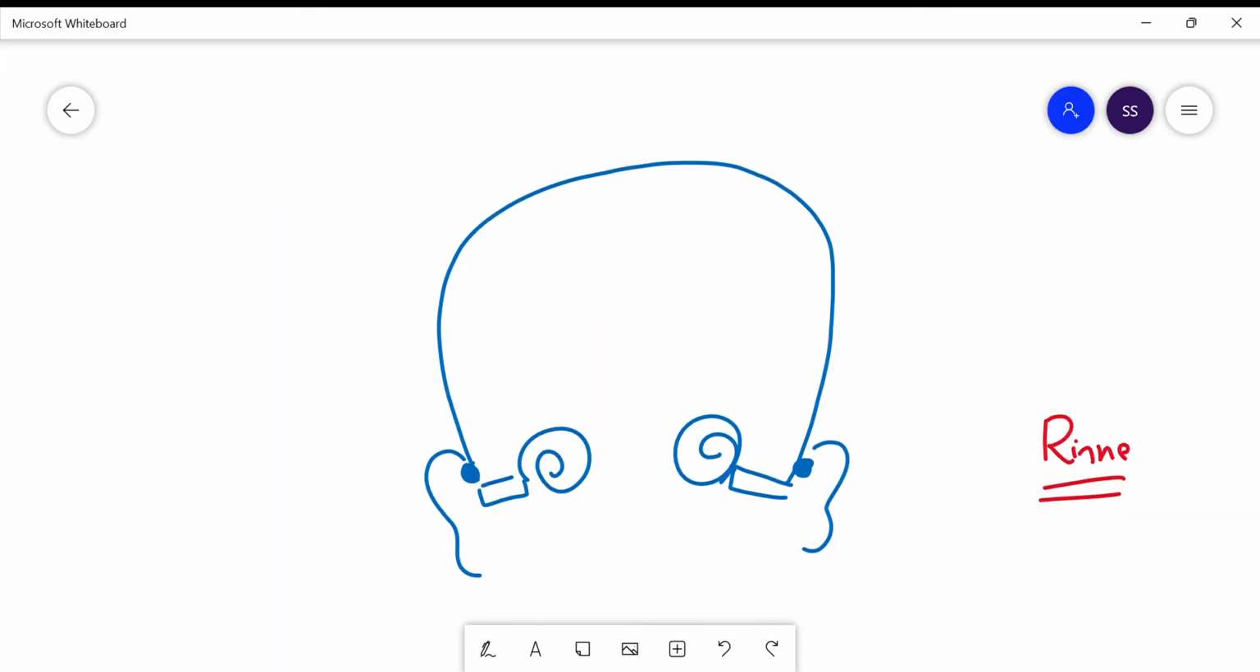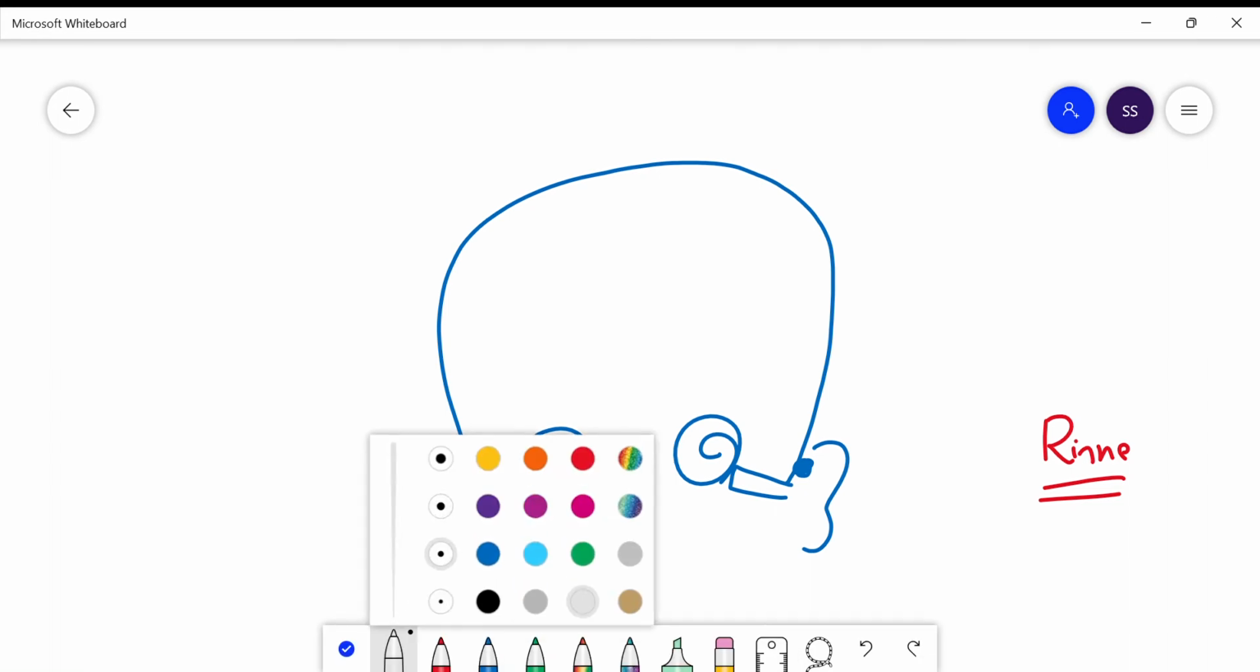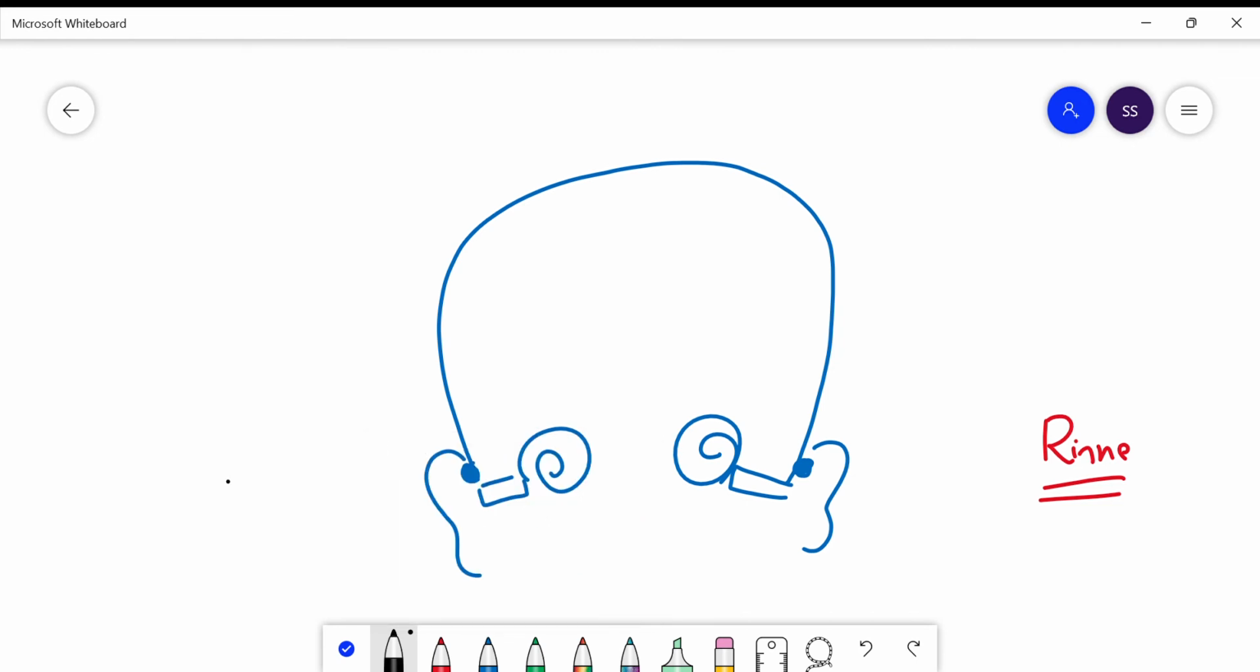The procedure goes like this. First you hold the tuning fork on the mastoid process. Usually in a normal patient, air conduction is going to be longer than bone conduction. They're going to hear the sounds from air conduction for a lot longer than they will hear it on bone conduction.